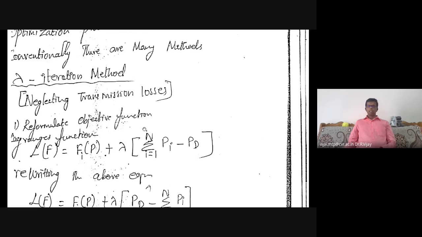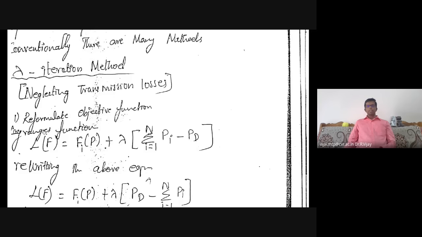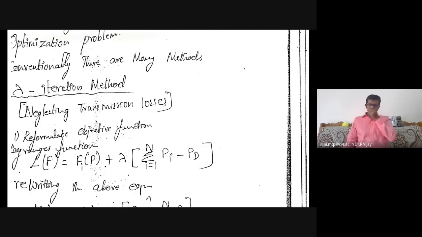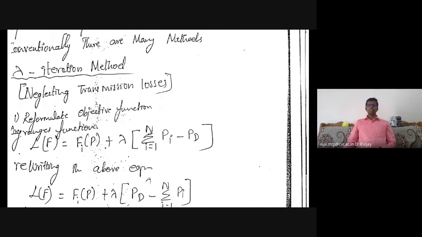Here it is, the power balance constraint, that is, PGi is equal to PD. Okay, PGi is equal to PD. This is the power balance constraint. So as a whole, we have formulated the Lagrange's function like this.